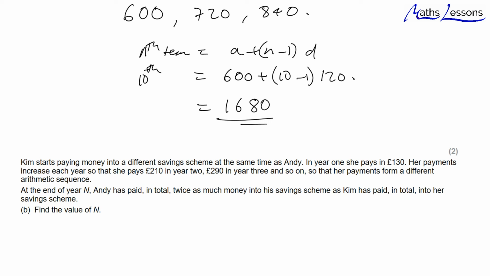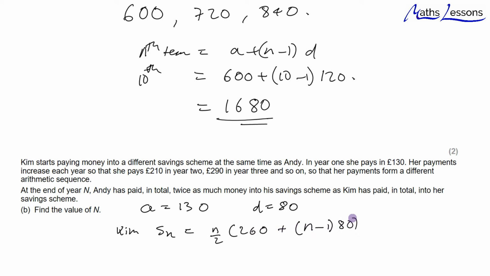Right, what we're going to do is realise we're comparing the sum, and we know that Andy's paid in total twice as much as Kim has paid. Let's write out Kim's problem. So our a is equal to 130. Okay, and her payments increase, so it's 210, therefore d will be equal to 80. So for Kim, the sum of the first n terms is going to be equal to n over 2 times 2a, which is 260, plus n minus 1 lots of d, 80.